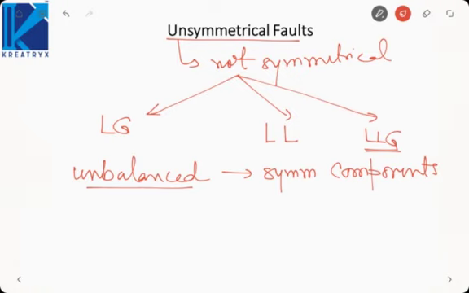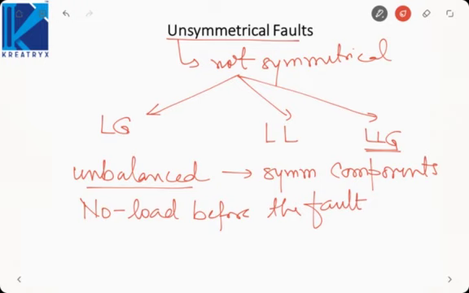Okay. One assumption that we will consider while solving the unsymmetrical fault is no load before the fault. As we saw in case of symmetrical fault, we analyzed both the no load as well as the loaded conditions, but here we will only analyze the no load condition. So let us get started with our first fault, that is your line to ground fault.